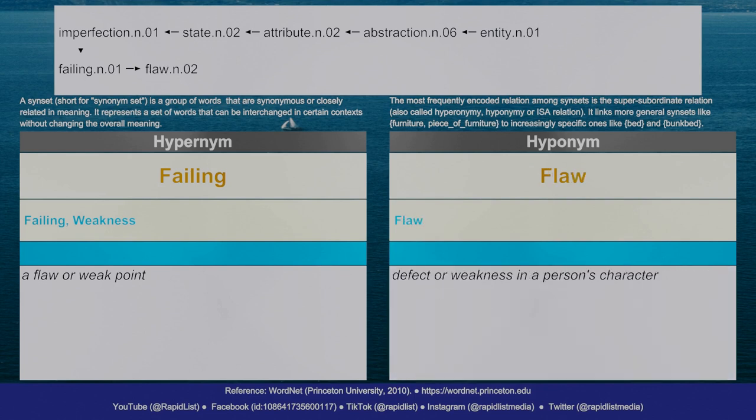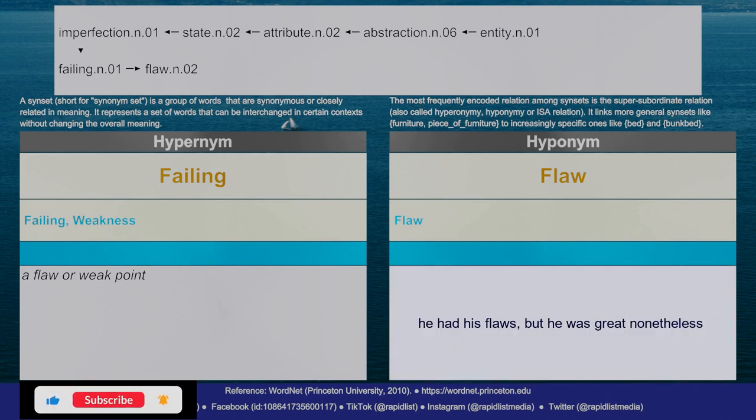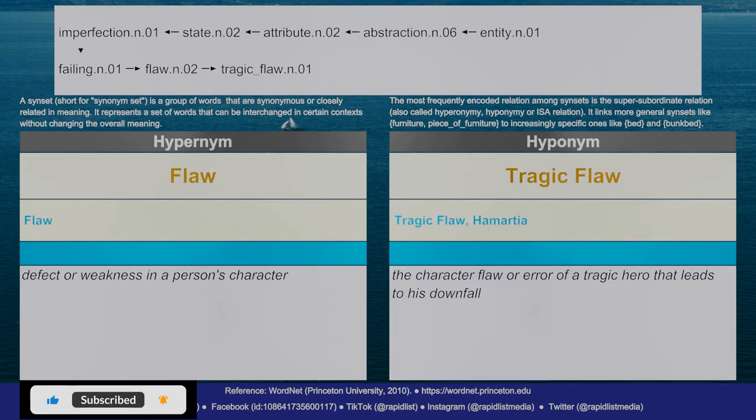Flaw. Defect or weakness in a person's character. He had his flaws, but he was great nonetheless. Tragic flaw. The character flaw or error of a tragic hero that leads to his downfall.